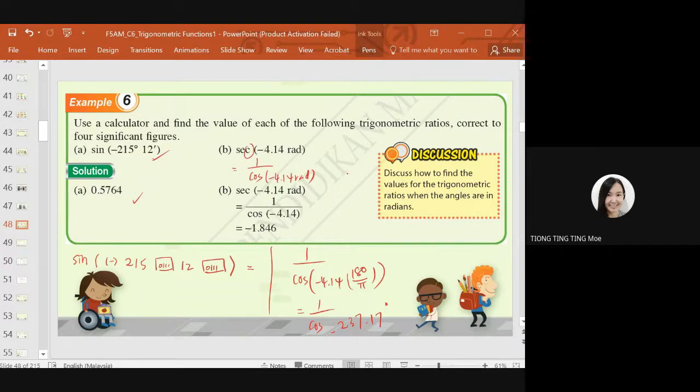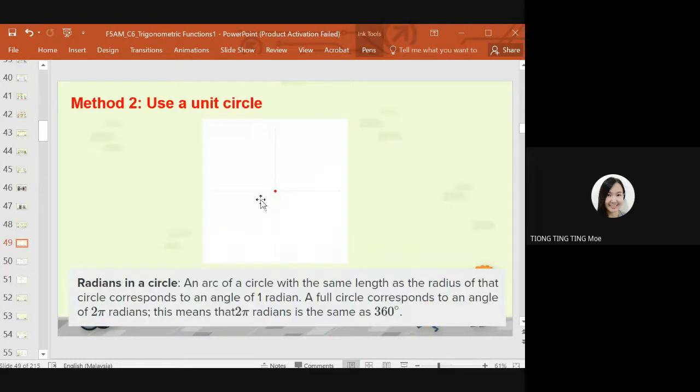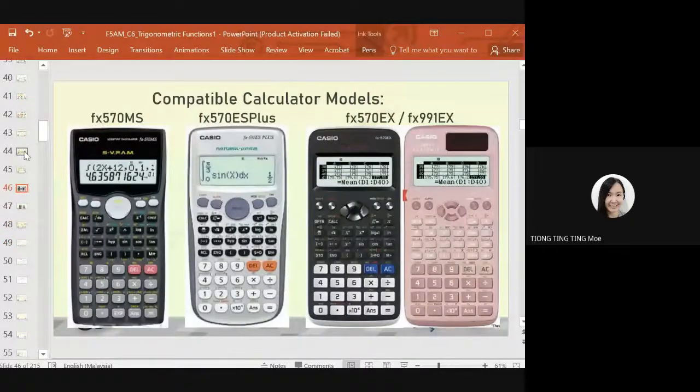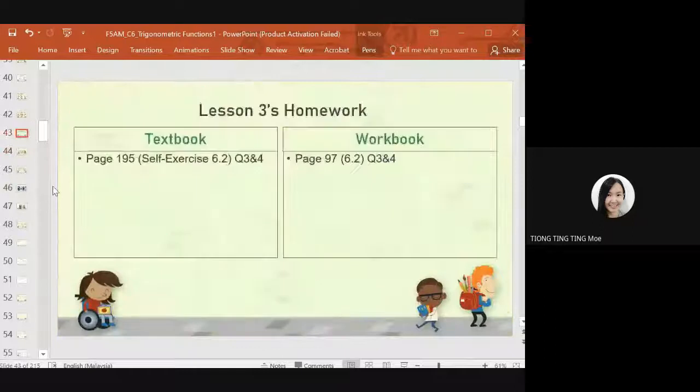Okay, Anna. So this one use calculator the basic one. So the unit circle one, I will go through it next week. Not next week, but this Friday, okay? So we end up our lesson today, and this is the homework today. 4 questions. 2 questions from your textbook and 2 questions from your workbook. Okay? Later I will upload the homework notes and also the video.